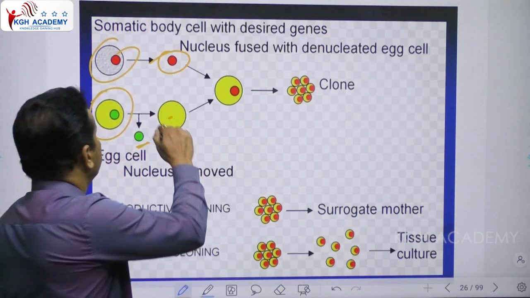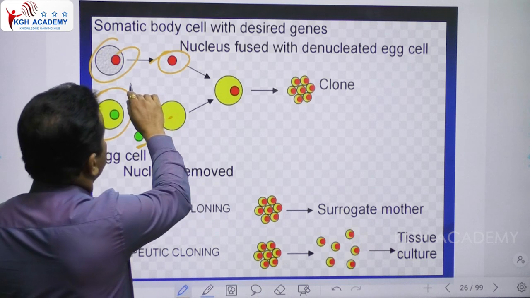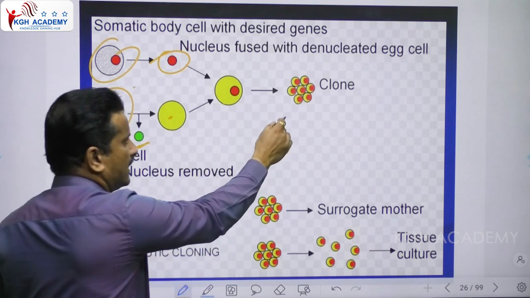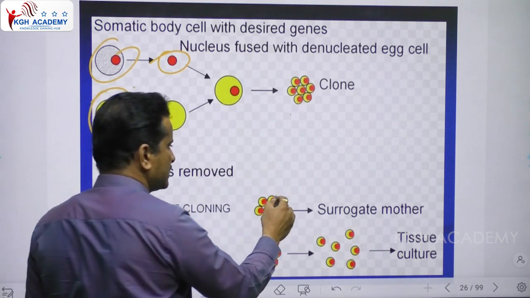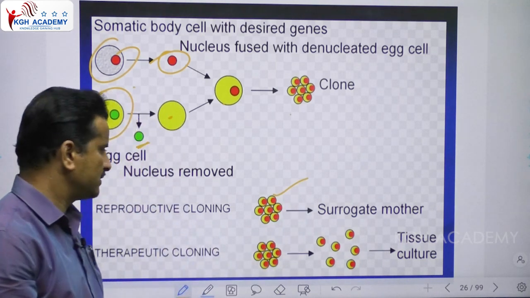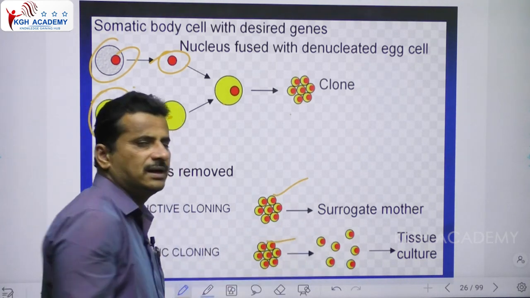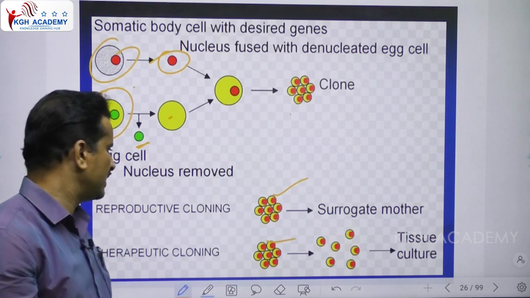See here, they transfer this into here and make cloned cells. This cloned cell going into a surrogate mother is reproductive cloning. And isolating the stem cells is called therapeutic cloning.